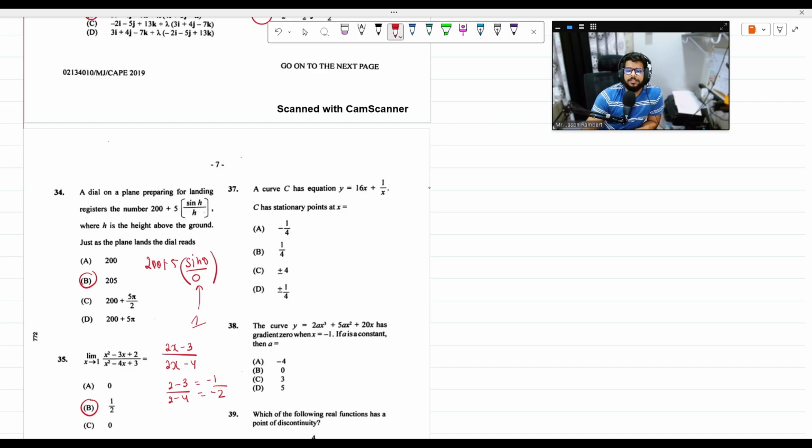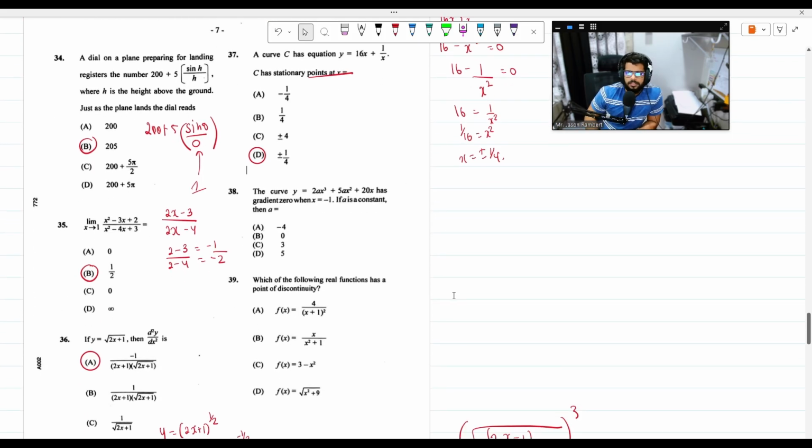Stationary points at x, well, dy dx is going to be 16 minus x to the power minus 2, equal to 0. So I'm going to get 16 take away 1 over x squared is equal to 0. Rearrange, 16 is 1 over x squared. 1 over 16 is x squared. Plus or minus a quarter is x. So the stationary points are at x is equal to plus or minus 1/4.